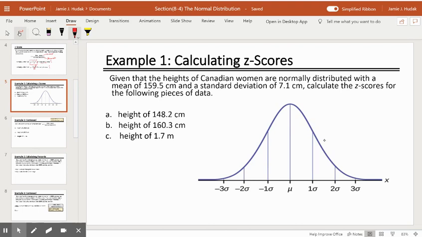Before I do that, just a recall. If we wanted to change these labels, we can. We can use the 159.5 for the mu. And then we would add 7.1 to get one standard deviation to the right, and that would give us 166.6. Or we can subtract 7.1, and that would give us one standard deviation to the left. That would be 152.4. And we can fill in this chart all the way if we wanted to.